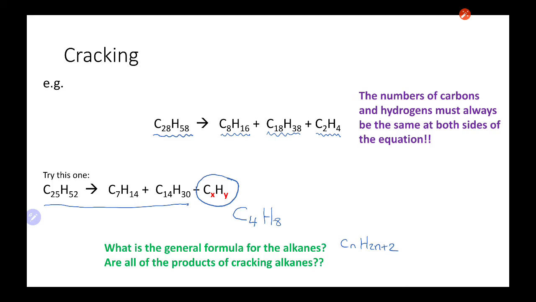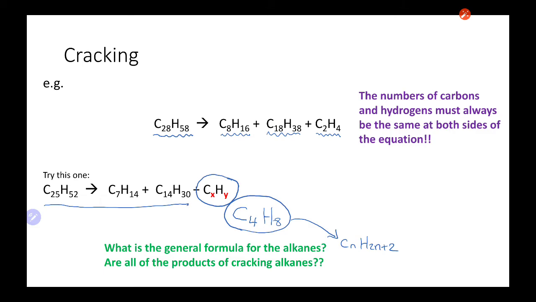So what I want you to think about whenever we're looking at these types of cracking equations is what the products actually are. Some of them actually aren't alkanes. The reason you know that is because with this chemical formula that we've just worked out, C4H8 doesn't follow the pattern of the alkanes. That is not CnH2n+2, because you've got 4 carbons and only 8 hydrogens, which is just double the number of carbons, so it can't possibly be an alkane.